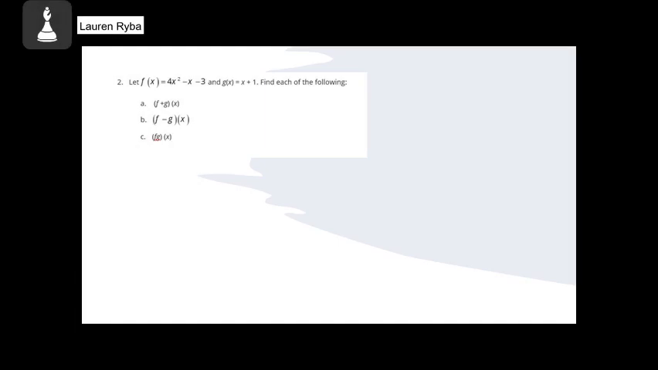We now have function f being 4x squared minus x minus 3, and function g being x plus 1. We again want to find f plus g of x. So let's add them together. 4x squared minus x minus 3 plus x plus 1. We have 4x squared, that does not have any like terms. Negative x and positive x, well, that cancels out to no x's, so I'm not going to write any x's. Negative 3 plus 1 is negative 2. So f plus g is 4x squared minus 2.